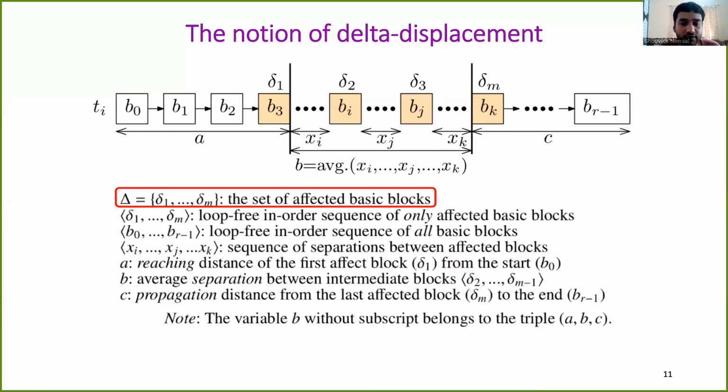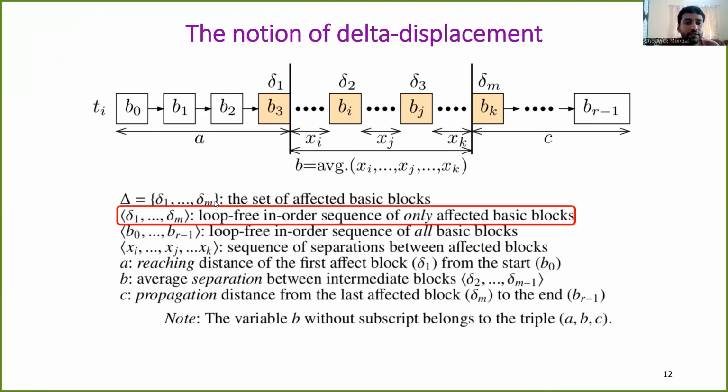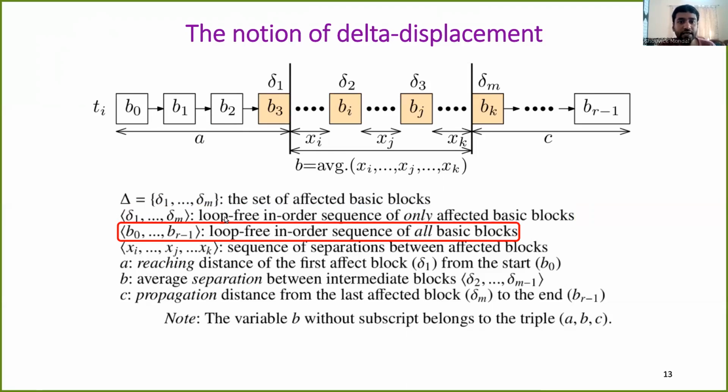Here comes the notion of the delta displacement. We have the sequence of basic blocks, B0, B1. The highlighted basic blocks are the affected basic blocks, that is the capital delta, which is a set, delta 1 to delta m. So there are m delta basic blocks. We actually go for the loop-free in-order sequence. This is a trace, so there can be multiple occurrences of the same basic block. We keep only the first occurrence in sequence. So that is loop-free, and the relative order between the different basic blocks is maintained. And B0 to B R minus 1 is the whole trace, not only the affected basic blocks, but the whole basic block trace of the program.